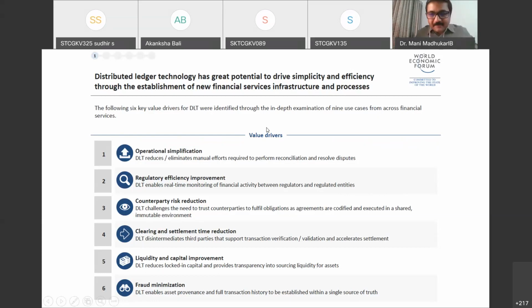Okay, so what are those values, right? Value drivers, or the benefits that you achieve out of putting a solution using blockchain technology. One, operational simplification, right?